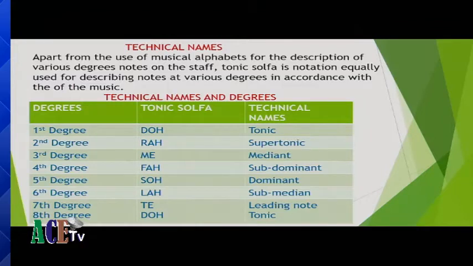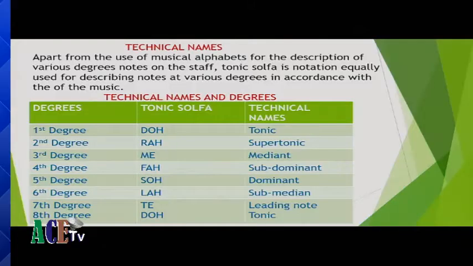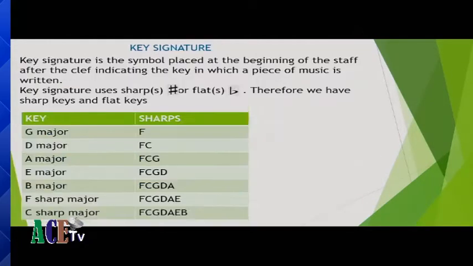So we have your tonic, your supertonic, your mediant, subdominant, dominant, submediant, leading note, and tonic, which is also equivalent to reading your solfa, which says do, re, mi, fa, sol, la, ti, do. That is ascending. Then for the descending, you have do, ti, la, sol, fa, mi, re, do. That is the descending. Now, I move to the next item, which I call the key signature.